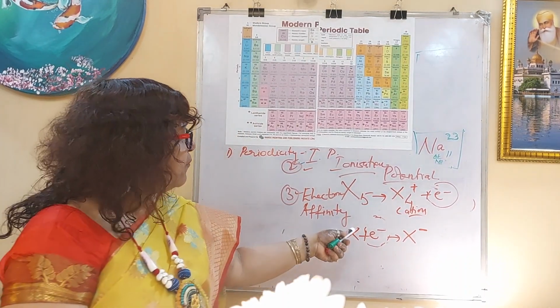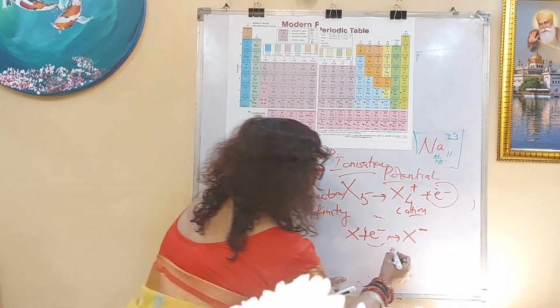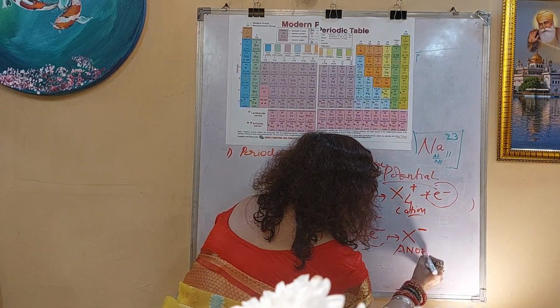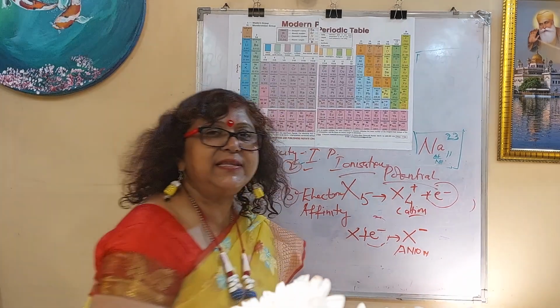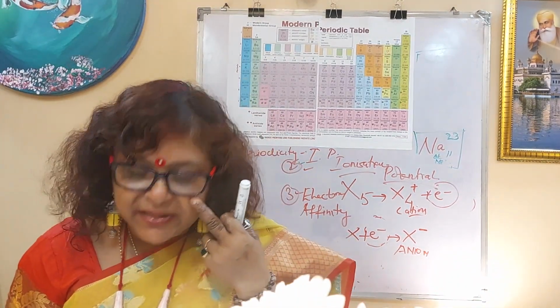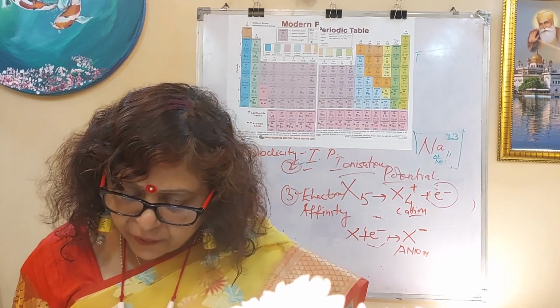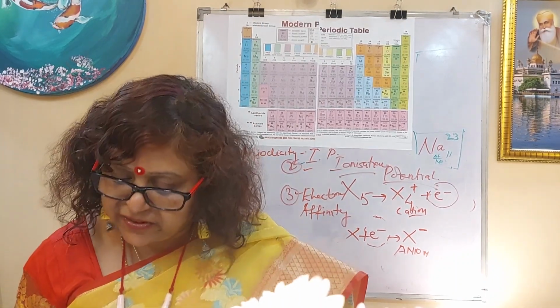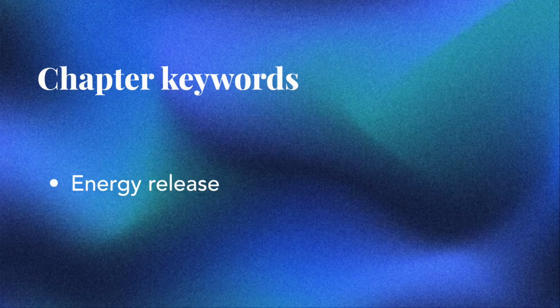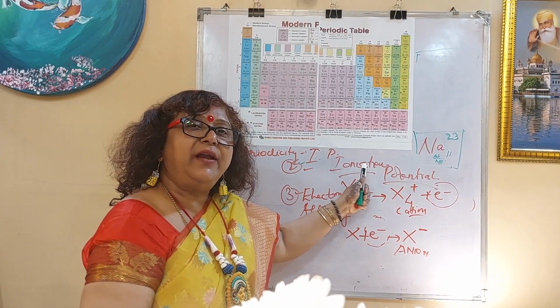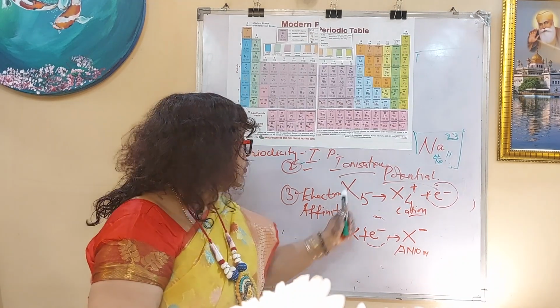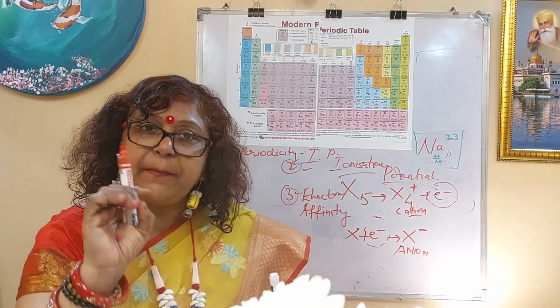Here what will be formed? Here an anion will be formed, because the definition says that the amount of energy released when an atom in the gaseous state accepts an electron to form an anion, energy is released. The keyword here is energy released. Here the keyword is energy required and released. And both of them have their own trends in a period.